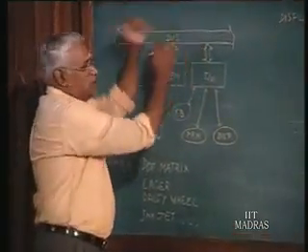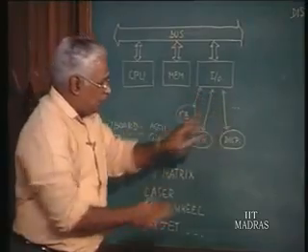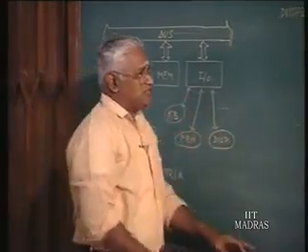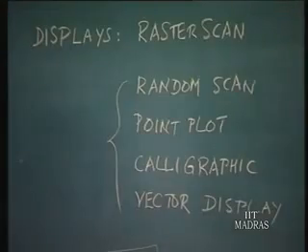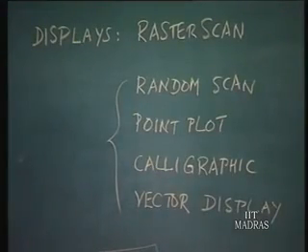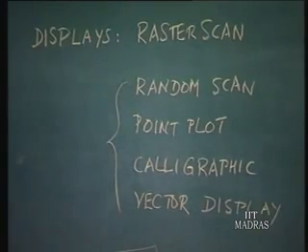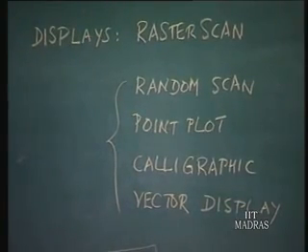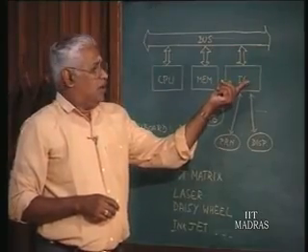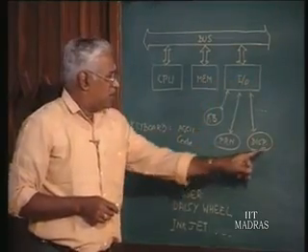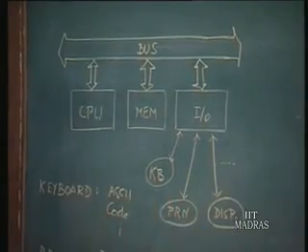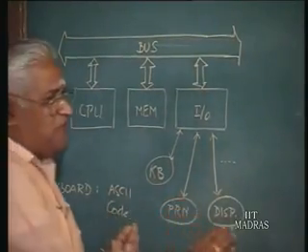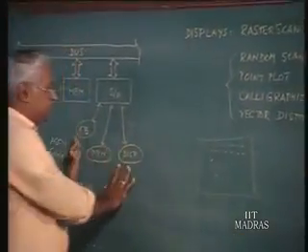We will talk more about this later. Now, on this side you see that there are variations, the same thing, random scan or point plot or calligraphic or vector displays, they all almost are similar. Good. That means, now you can see that if you take an I/O interface, well, actually I have not indicated a few other things, maybe I will come back to this again. So, just for the present note that there are a lot of variations here.